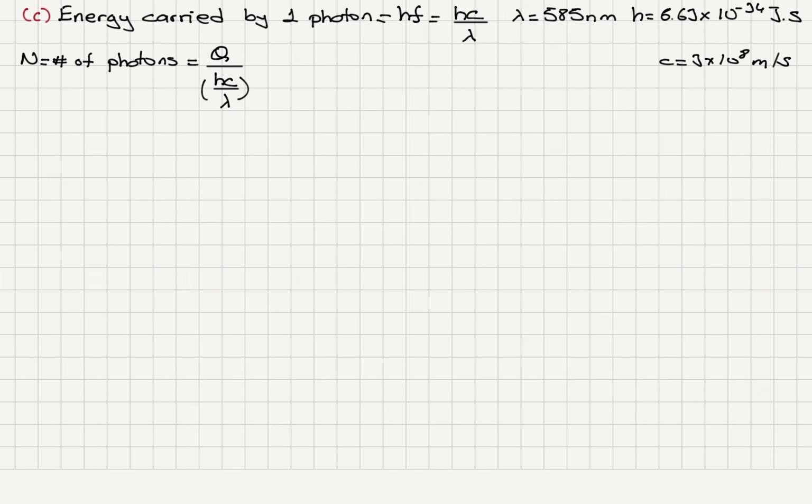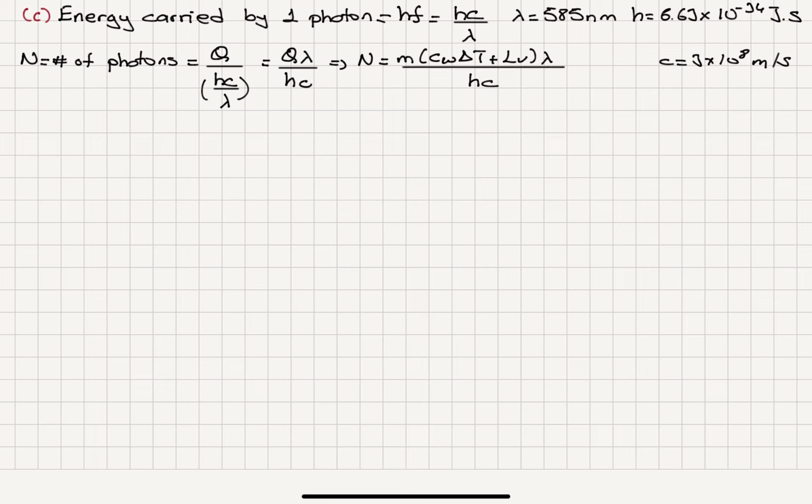So this will be equal to Q lambda divided by hc, which means the number of photons is equal to mass of the blood, specific heat of water, delta T plus latent heat of vaporization, that's Q, multiplied by lambda divided by the hc product. That's how we calculate the number of photons.